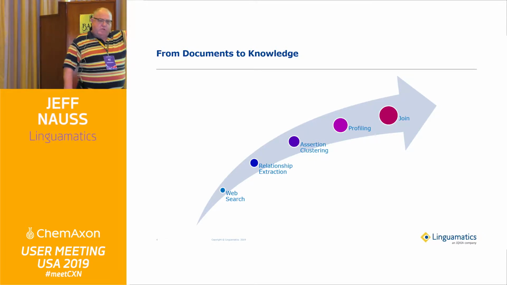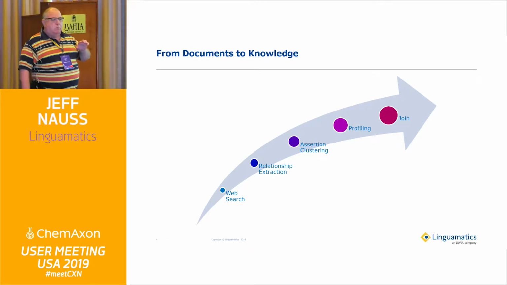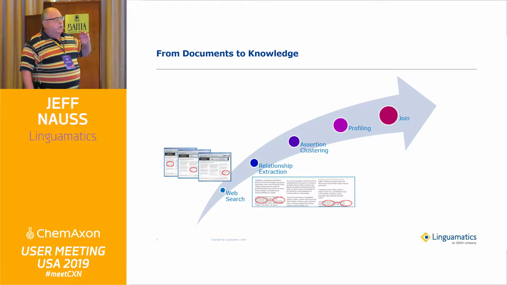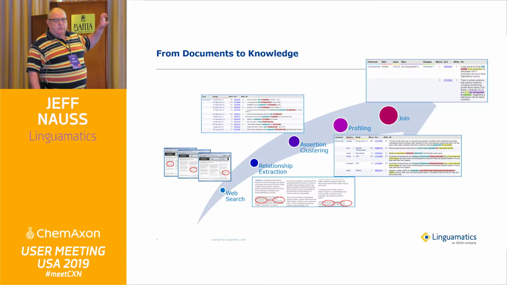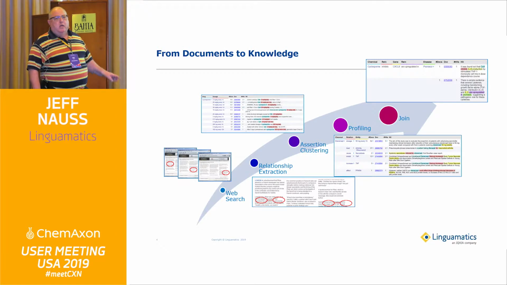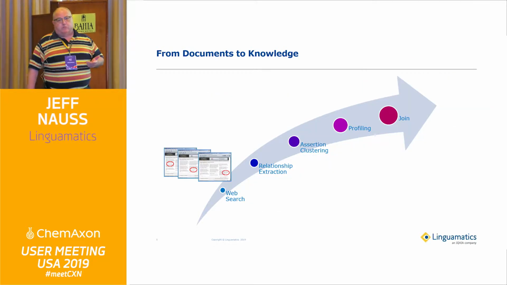To give you an idea of what we can do with I2E, we'll take a little journey here where we'll start talking about web searches, and then we'll move into looking at relationship extractions, building up those relationships into something we call assertions and clustering those assertions, asking multiple questions at one time to give us then a profile or a landscape of the documents, and then finally do a join operation, where we're linking information that may be in disparate parts of the same document or across different documents. And we'll start the journey with the web searches.